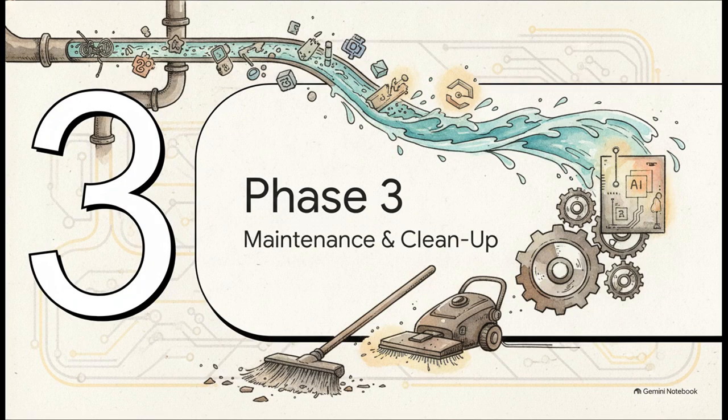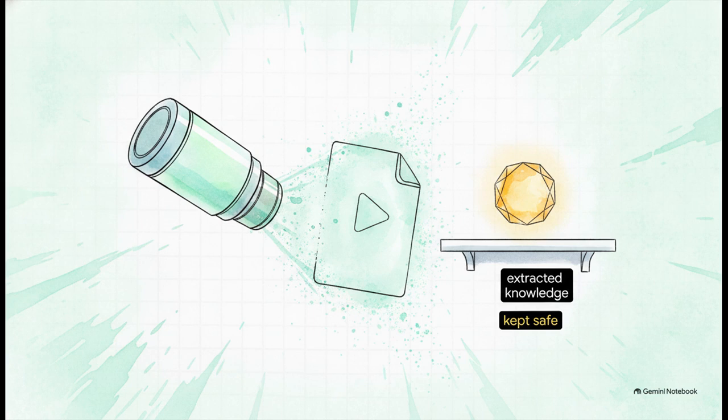Which brings us to phase 3, maintenance and cleanup. The golden rule here is simple but absolutely crucial. Delete the video source from the notebook immediately after your analysis is complete. Honestly, this is the secret sauce of the whole workflow. You've extracted the summary, you've saved your notes to a doc, you have the knowledge you came for. Now, nuke the source file. Removing it post-analysis guarantees a perfectly clean queue. You will always know exactly what remains to be processed, and you'll never feel that overwhelming clutter that totally ruined your original watch later list.